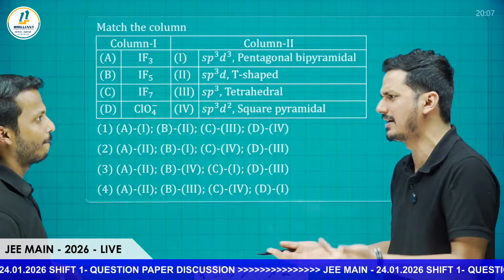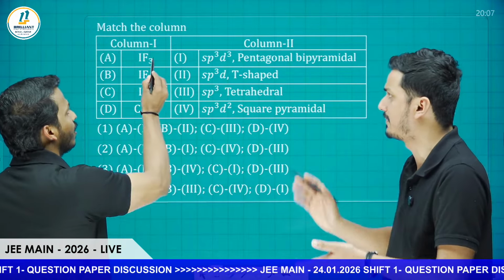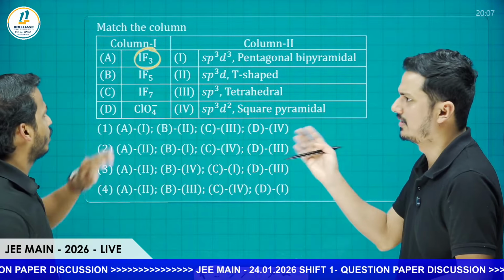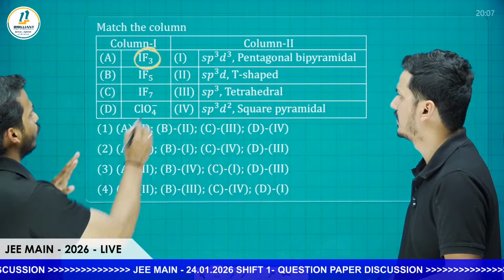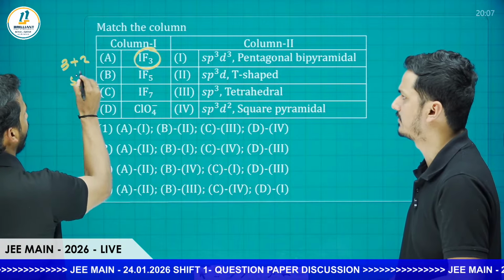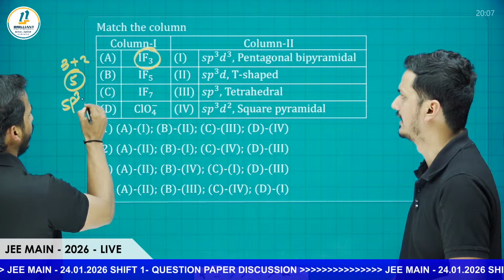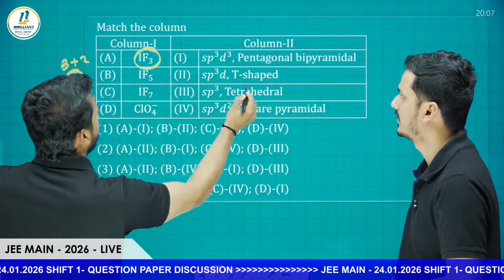Chemical bonding, we have been told many times, regarding their shape and all. We can go directly to this one: 3 bond pair, 2 lone pair. So that is 3 plus 2, which means 5, so sp3d and T-shape. sp3d, T-shape. So this T-shape is the answer.